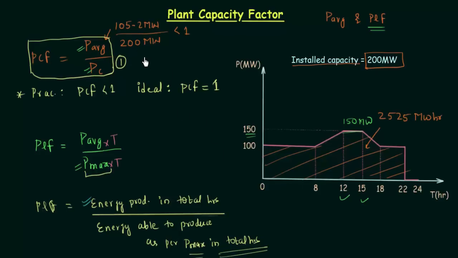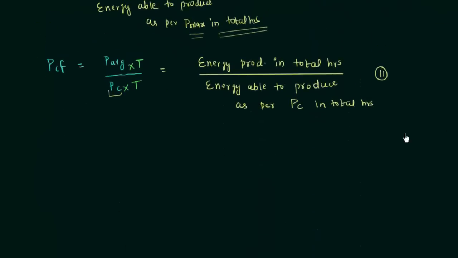From the first way we have already written PCF is equal to 105.2 megawatt over 200 megawatt. If you calculate it, you will find PCF is equal to 0.526, or we can write 52.6%. Now let us calculate the plant capacity factor using the second way.